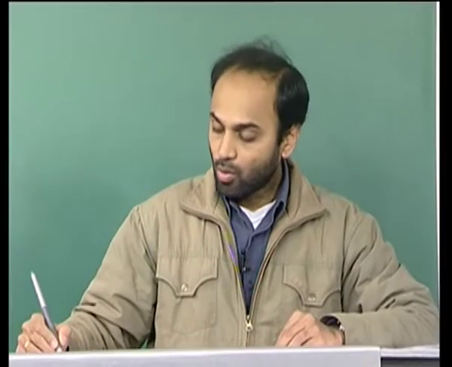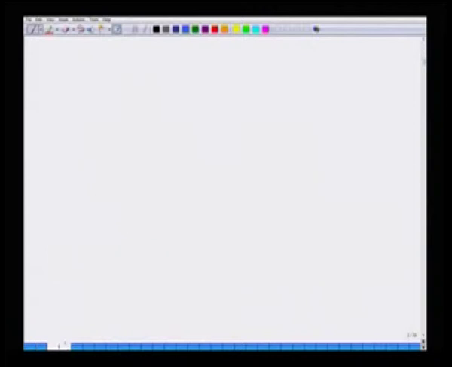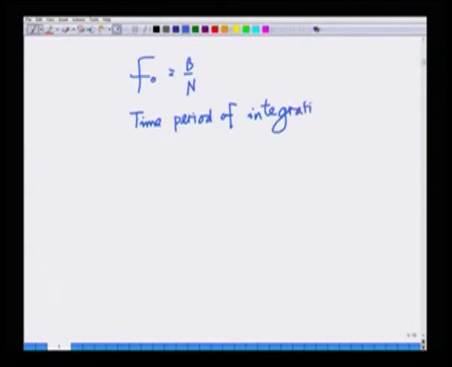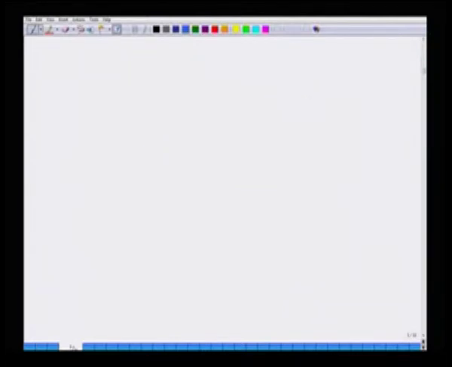Now, you can see that b over n is the fundamental frequency. The fundamental frequency of this, if you consider an analog from the Fourier series, is b over n. Hence, the time period of integration for orthogonality is nothing but this fundamental time period, which is 1 over f naught, which is equal to n over b.